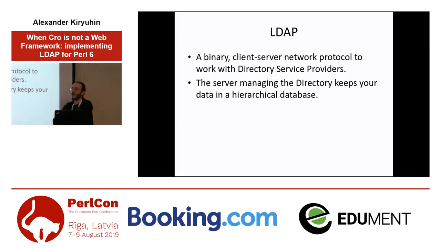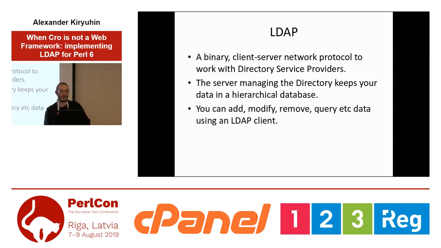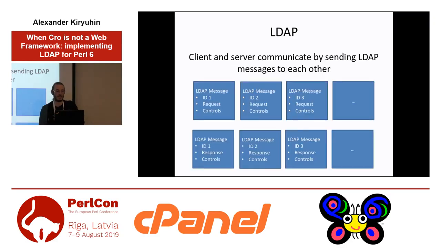It looks like a tree, for example, and tree nodes are represented by entries of this database. Each entry has a distinguished name. It is like an ID, so you can identify it. And also, each entry stores some attributes about this entry. For example, for a person, it can be a name or a phone or an address or a photo, something like that. And using an LDAP client, you can actually work with this data. You can add, modify your entries, and so on. There are a lot of different operations.